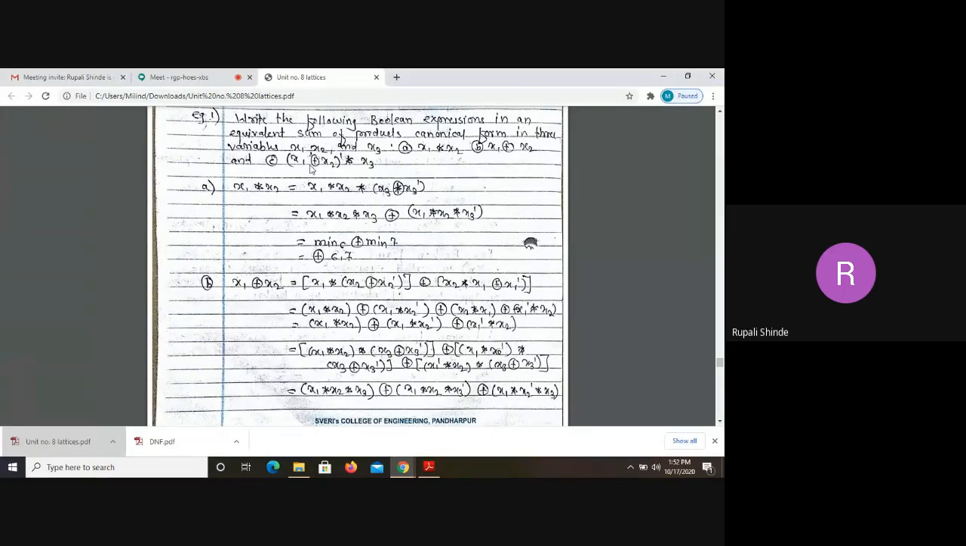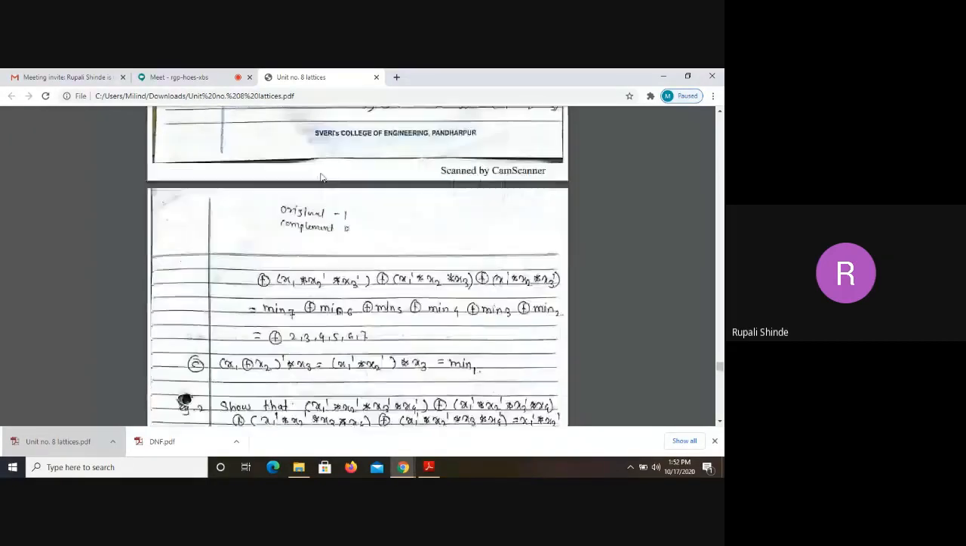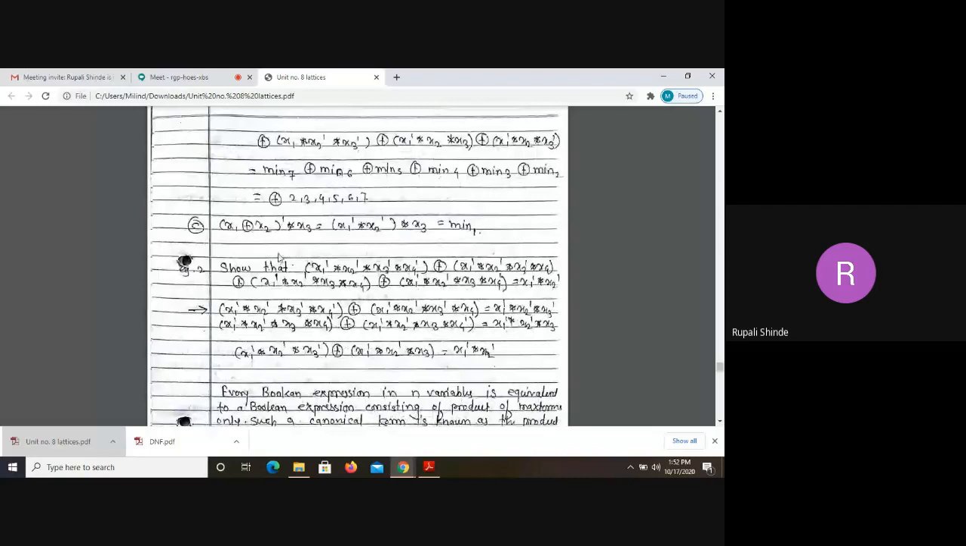First of all, you have to transform this expression into sum of product form. And then we have to check whether all the terms are there. If not, then we have to add missing terms. So question number C is given as x1 XOR x2 complement star x3, the whole bracket complemented.